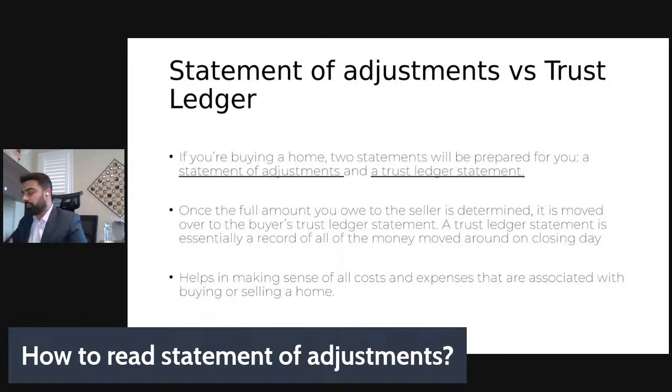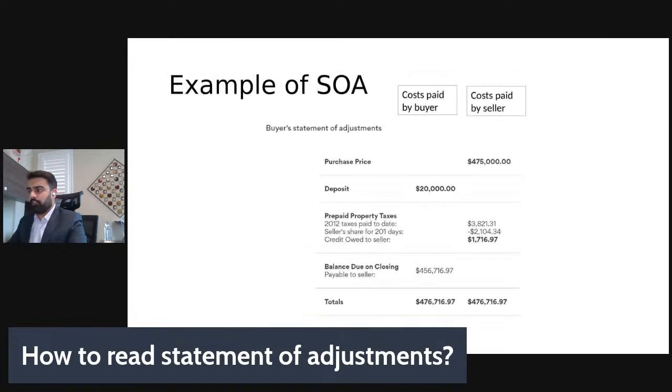whether it be real estate commission, whether it be transaction costs related to property taxes, utilities, or legal fees that you are paying towards your lawyer. Those are all highlighted in the statement of adjustments. So now let's move to the next slide where we talk about an example of how a statement of adjustment looks.